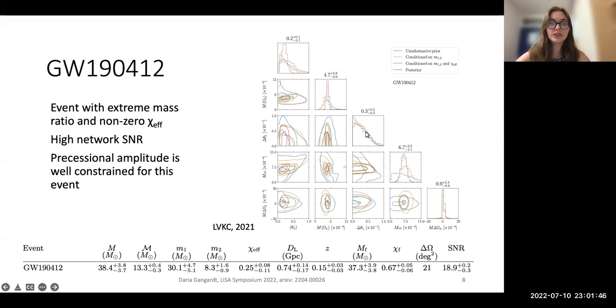One thing that is interesting for this event is that due to its extreme mass ratio and non-zero chi effective, we find that each time we condition our priors on the masses and then on chi effective, this moves our prior distributions around, and yet still, we suspect because of the high network SNR of this event, the posterior does not match these prior conditions. And so we think we measure additional information in the event that is not contained in the information of the masses or chi effective.